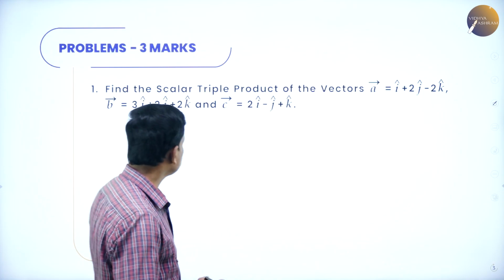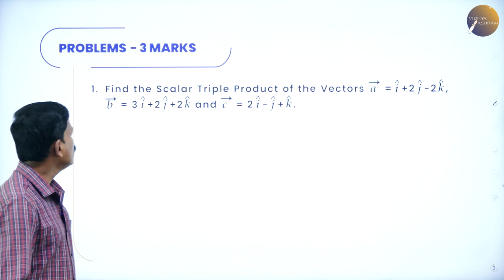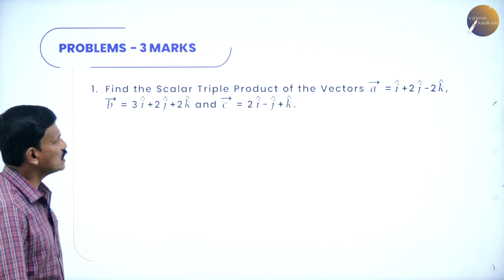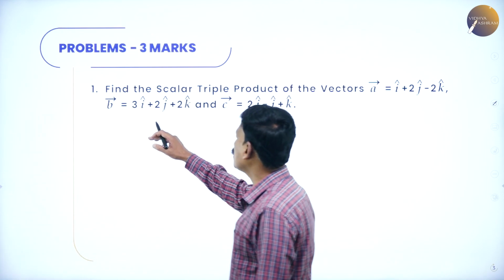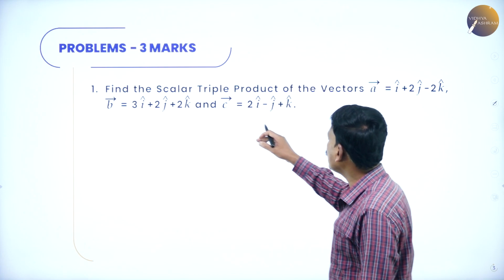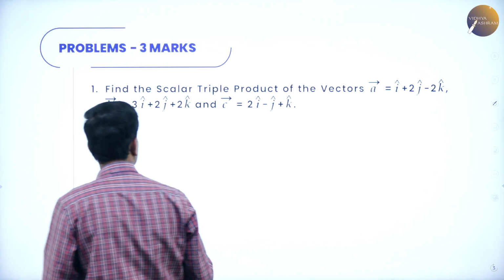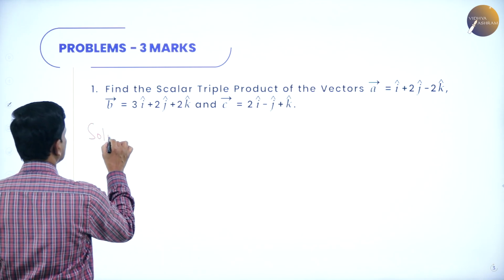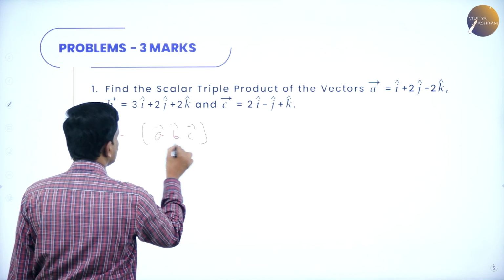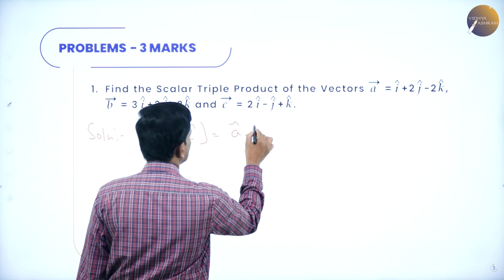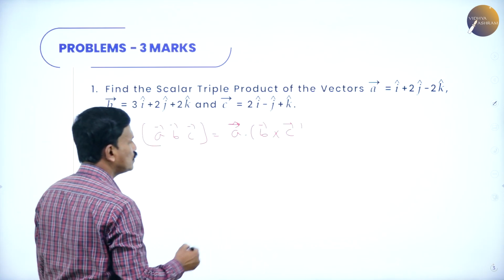Now let us come to the problems. Let us discuss the problems. First one: find the scalar triple product of the vectors. Vector A is equal to i plus 2j minus 2k, vector B is equal to 3i plus 2j plus 2k, and vector C is equal to 2i minus j plus k. Now what is the box product or scalar triple product? The scalar triple product is nothing but [A, B, C], or it is also equal to A dot B cross C.